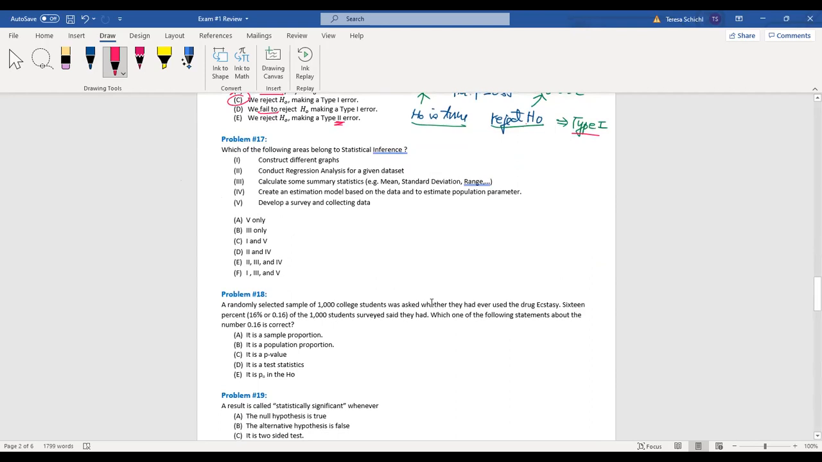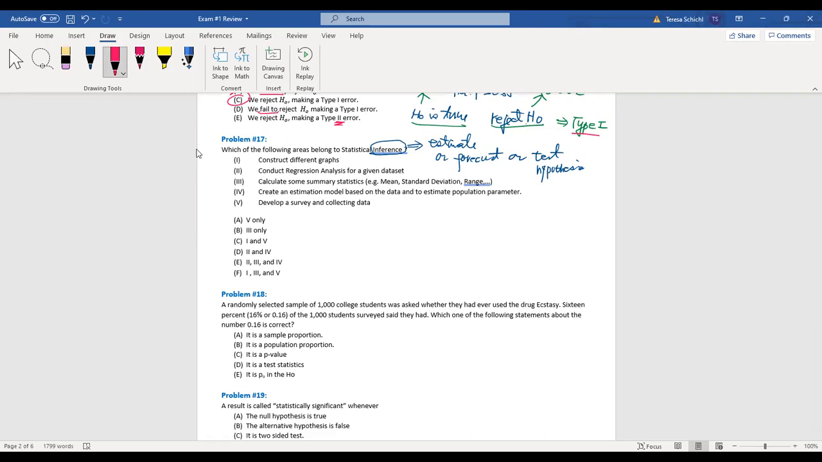Okay, next problem. Which of the following belong to statistical inference? So what did we talk about? We have two branches of statistics: inference and data analysis, right? So what does inference mean? That means you will be able to use the statistical information to estimate or to forecast or to test the hypothesis here, right? You are not really doing the graphs anymore. So now let's see which one.